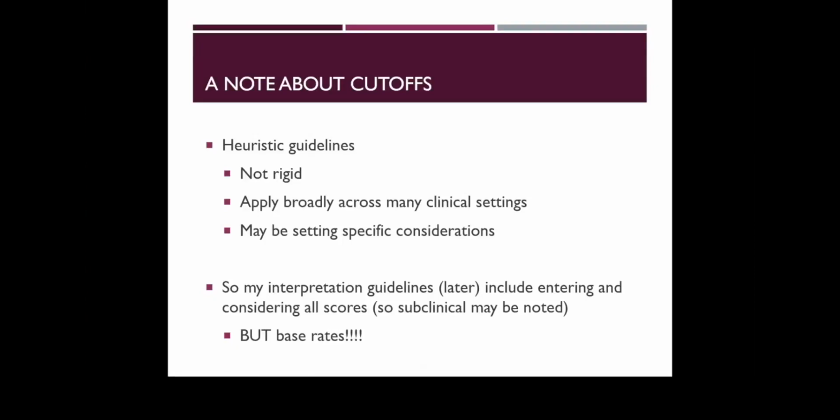So they should apply broadly across many clinical settings. Like a score of less than 39 is low across a variety of clinical settings. A score of 65 or above is high for most of the scales across many clinical settings. But there may be setting-specific considerations you want to make. For example, there is some research that you might have different cutoffs on validity scales if you are working in a forensic setting, because the base rate of malingering is so much higher in that setting, so you may actually be able to use a lower cutoff.